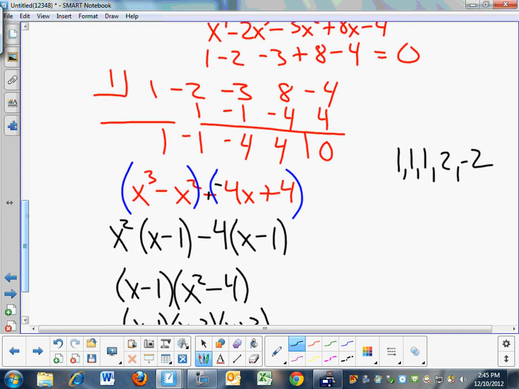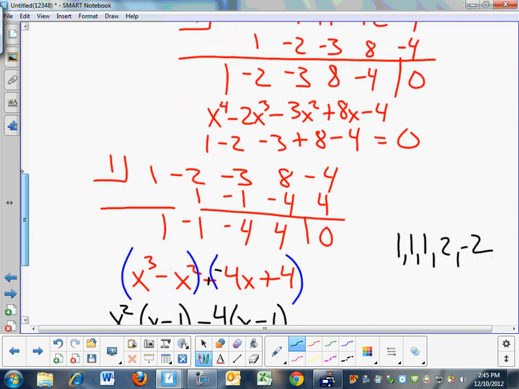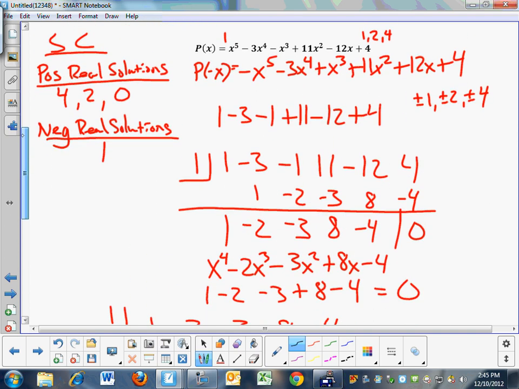Look at our end result. We have 4 that are positive, 1 that's negative. If you go back up to our original, we have 4 that are positive. We have 1 that's negative. It all worked out. And so we checked our answer.